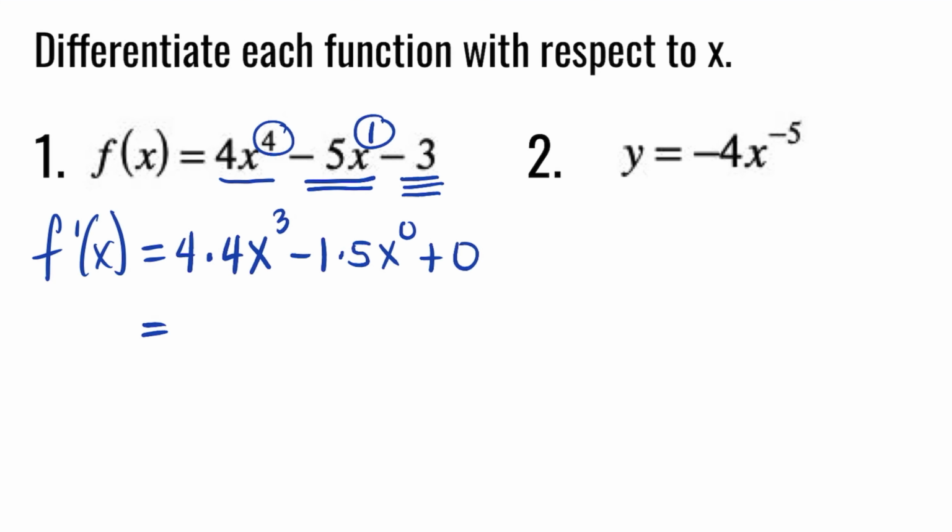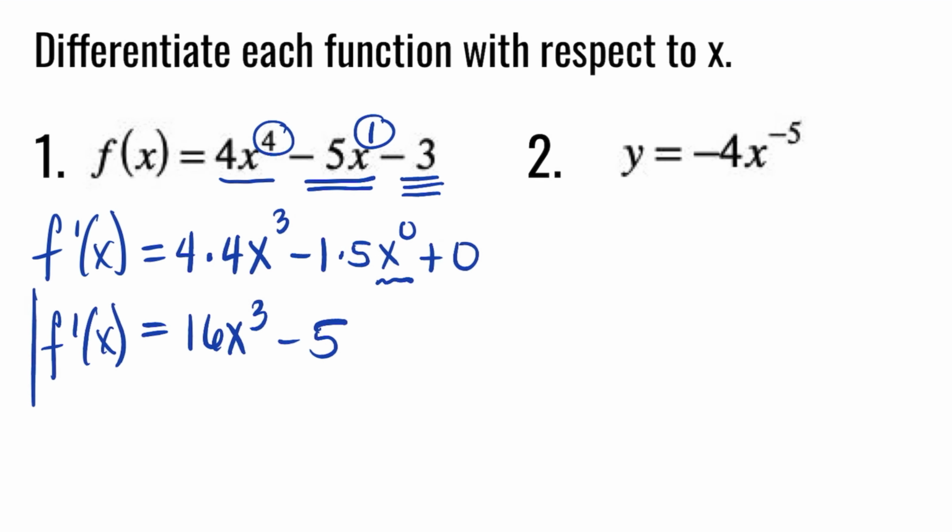Simplifying this, 4 times 4x cubed is 16x cubed. And x to the 0 is equal to 1. So we will have negative 1 times 5, and that is negative 5. So this means that the derivative f prime of x is equal to 16x cubed minus 5.